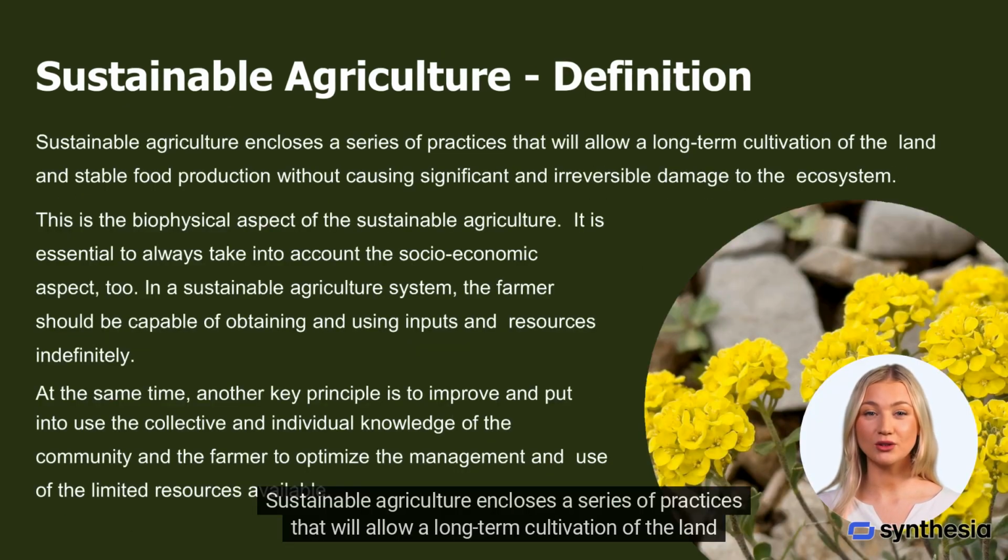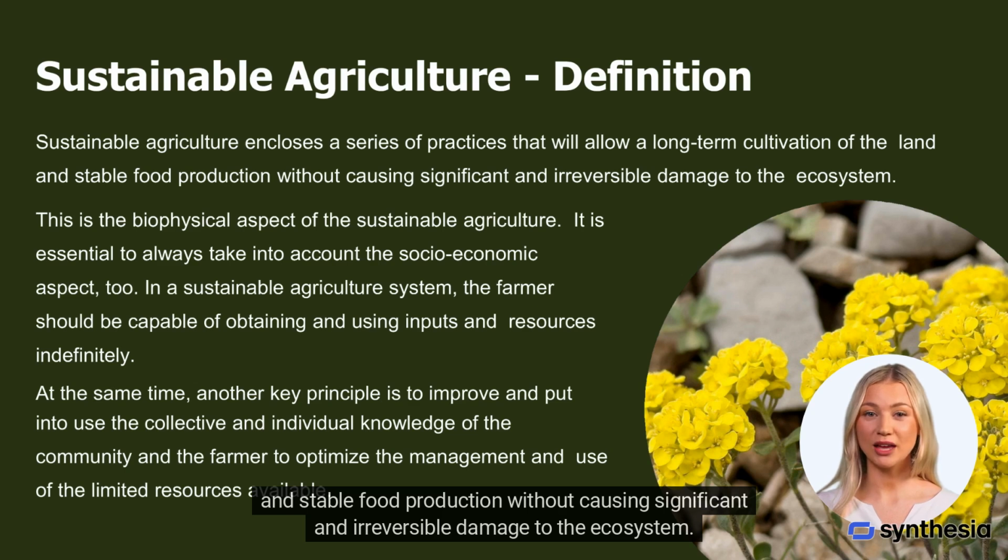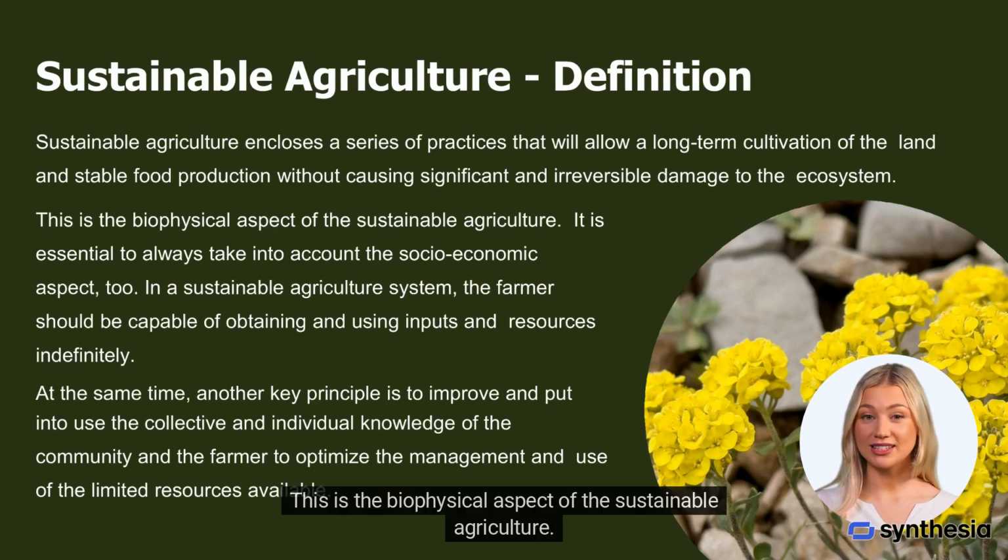Sustainable agriculture encloses a series of practices that will allow a long-term cultivation of the land and stable food production without causing significant and irreversible damage to the ecosystem. This is the biophysical aspect of sustainable agriculture.